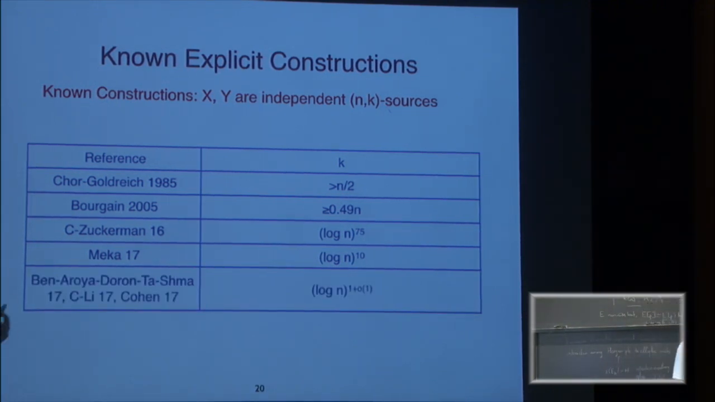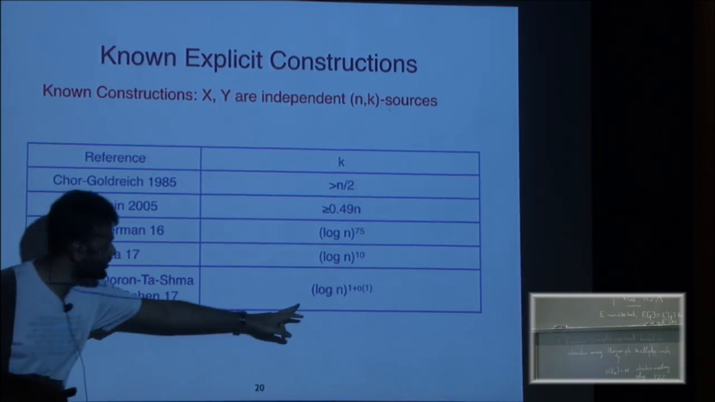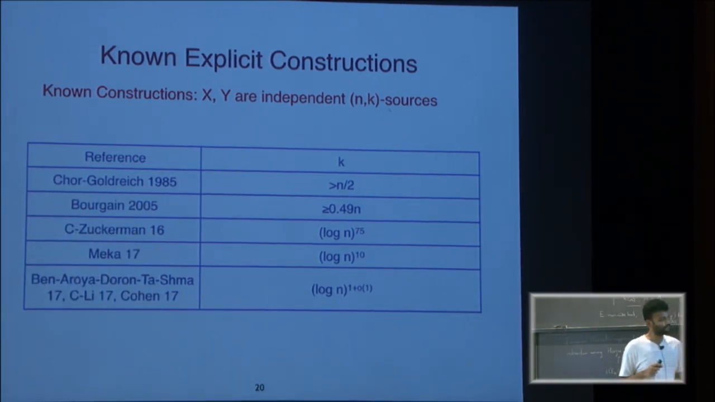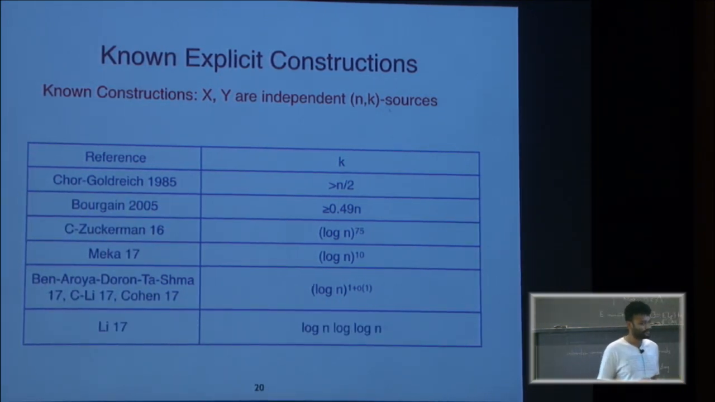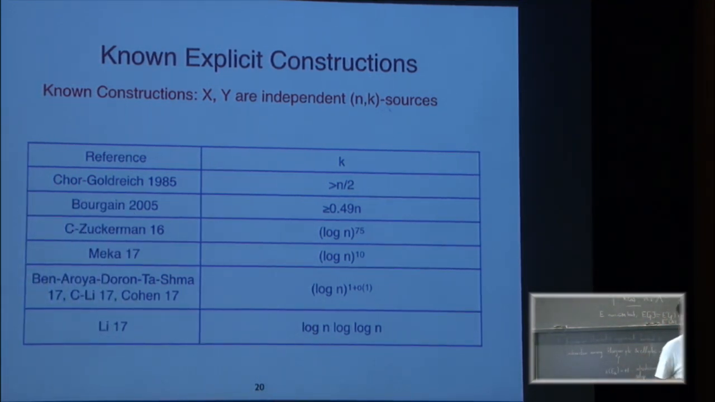Then in a series of works by Ben Arroyo, Tashma, and Dean Doron, and some work of mine with Shinley and Gil Cohen, we got it down to like log n times 2 power square root log n. And finally, the world record now is a work of Shinley, which gets it to log n times log n.